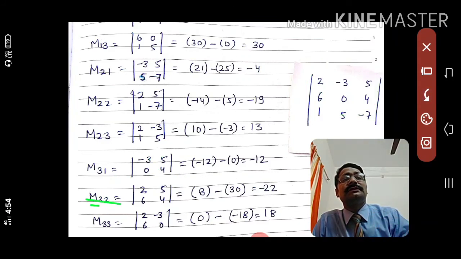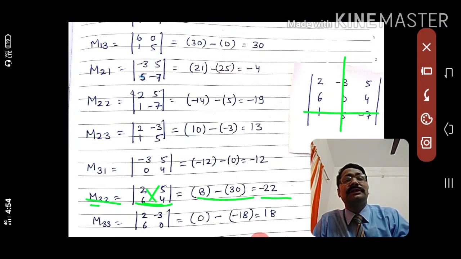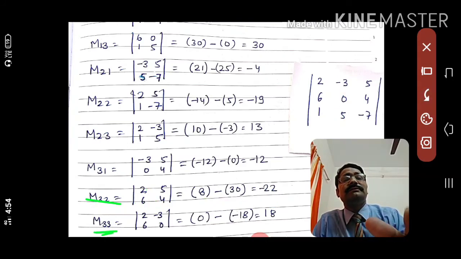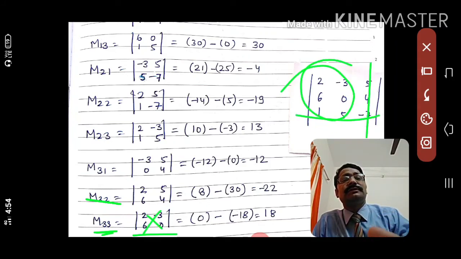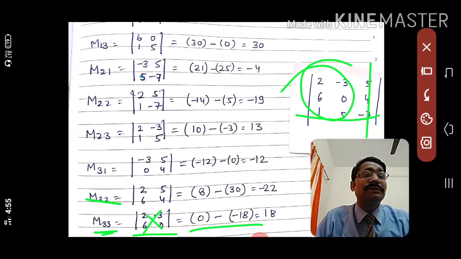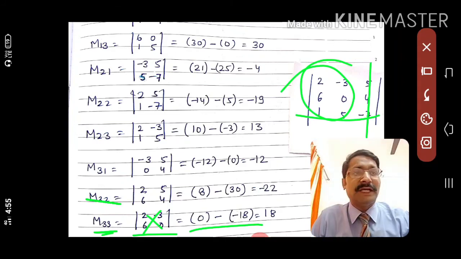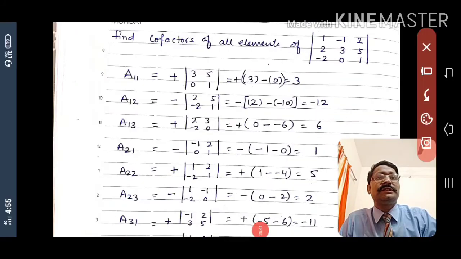Same as it is, we will find here M32. M32 means third row and second column you will not take. Remaining elements 2, 5, 6 and 4 you will take, and that you cross product, you will get 8 minus 30 equal to minus 22. Same as it is, we will find here M33. M33 means third row and the third column you will not take. Remaining elements you will take, and you cross product, you get 0 minus 18, that is plus 18. So this type you have to find the minors of all the elements.